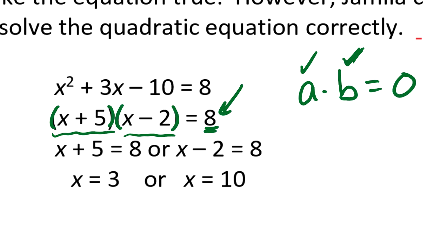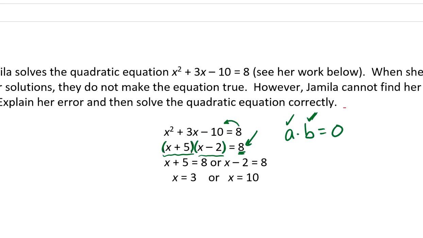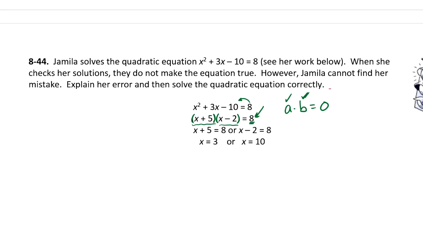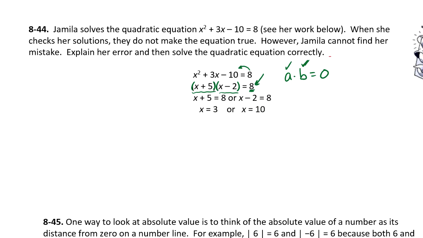So I want you to try and solve this now. Probably a better thing to do would be to subtract 8 from each side first, and then attempt to factor. If factoring doesn't work, you might want to create a space and complete the square, but those are two different tactics. And if all else fails, of course, there's the quadratic formula you could run to.